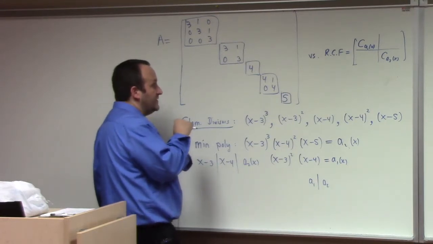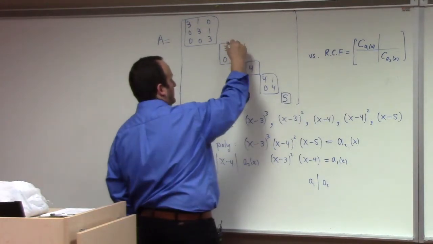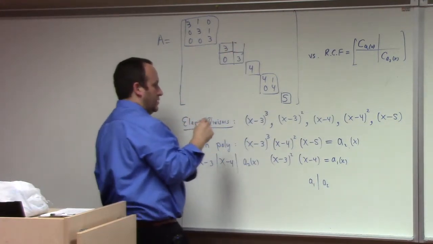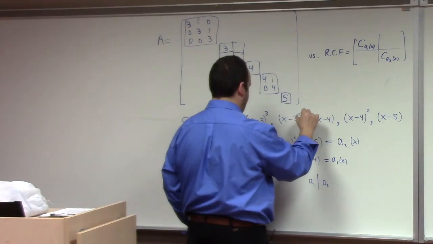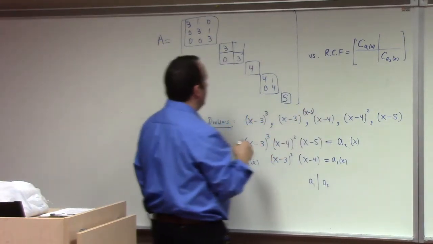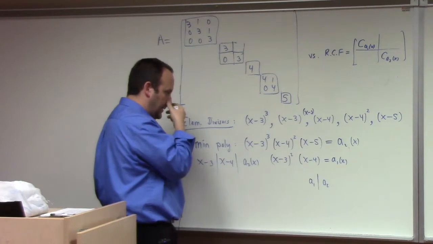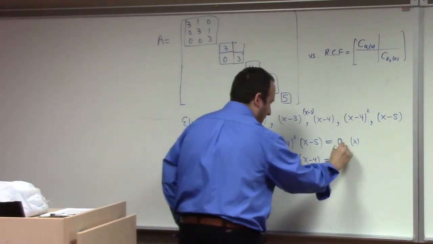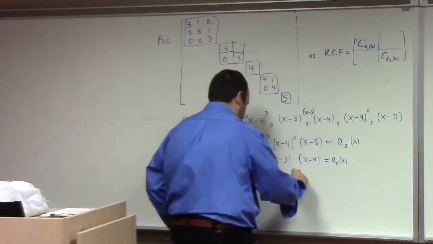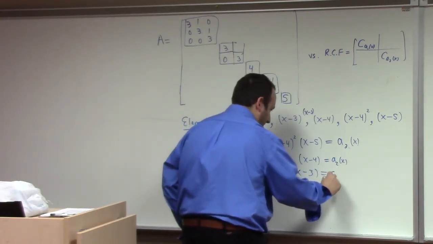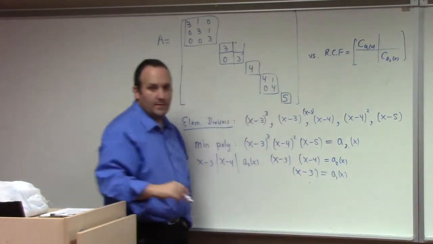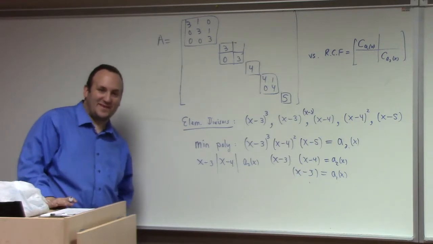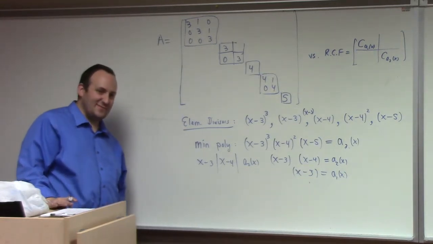Yes, if I had this, if I had like that, then I could have this, and then this would be 3, this would be 2, and then this. Poor planning on my part that we always just have two invariant factors in my examples. You could have 3 or 4 or 5.